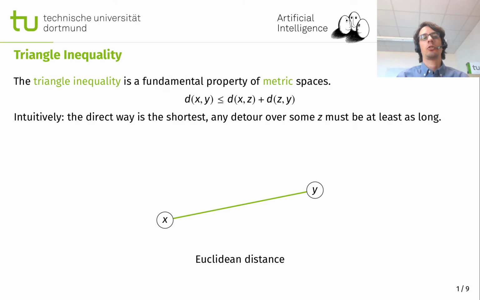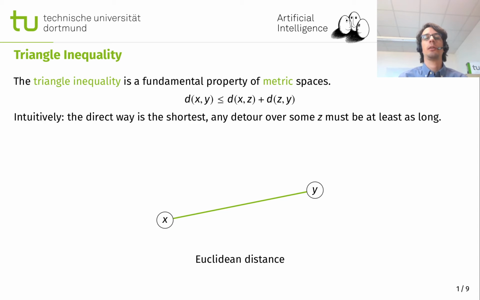Let's first begin with the triangle inequality. That's a fundamental property of metric spaces, and it's a very, very useful property. Formally, it's very simple. The distance of x to y is at most as much as the distance from x to z plus the distance of z to y.